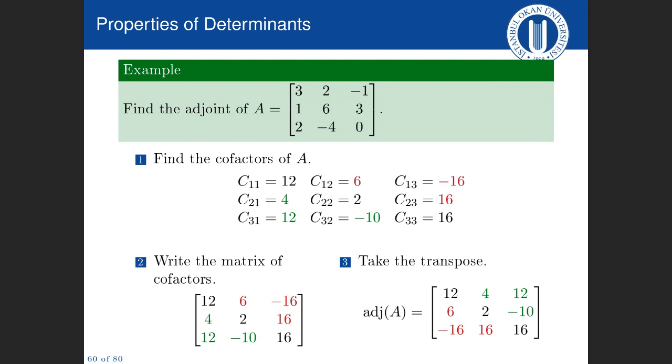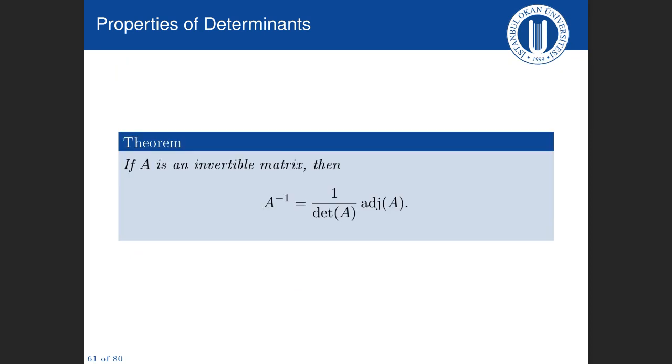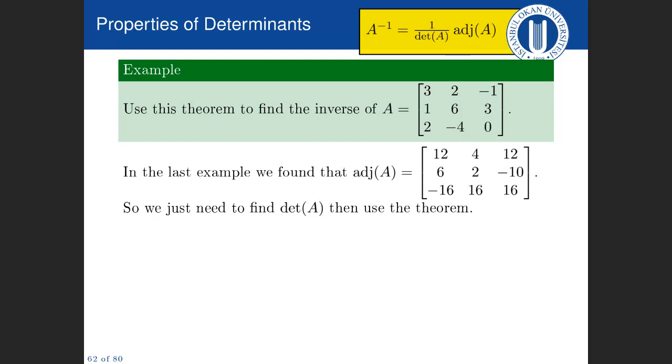Why are we interested in the adjoint of A? Because of this formula. If A is an invertible matrix, then A inverse is equal to 1 divided by the determinant of A multiplied by the adjoint of A. So for example, use this theorem to find the inverse of this capital A. We've already found the adjoint of A, so we just need to calculate the determinant of A, and then we're going to do 1 divided by the determinant of A multiplied by the adjoint of A.